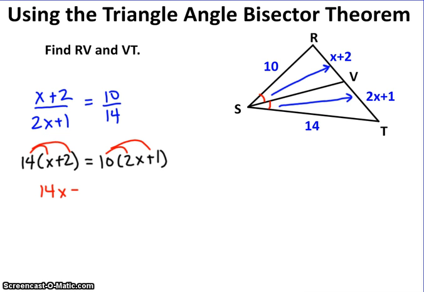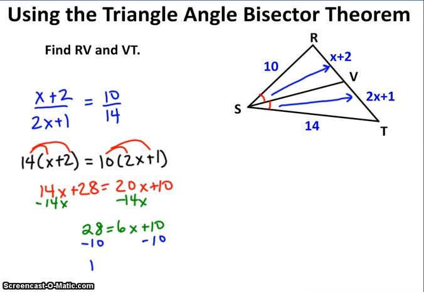So I get 14x plus 28 equals 20x plus 10. Okay, so if you distributed incorrectly, you would notice by this step right here. So now what I want to do is subtract 14x from both sides. 28 equals 6x plus 10. Alright, so now we need to subtract 10. 18 equals 6x, so x equals 3.